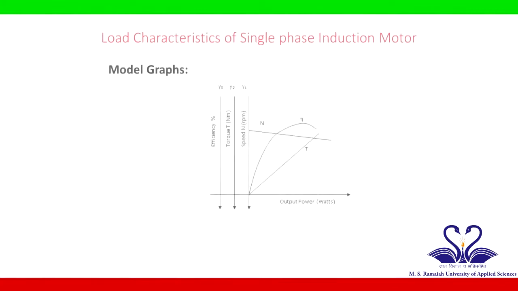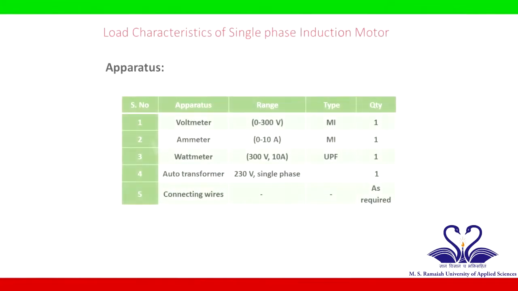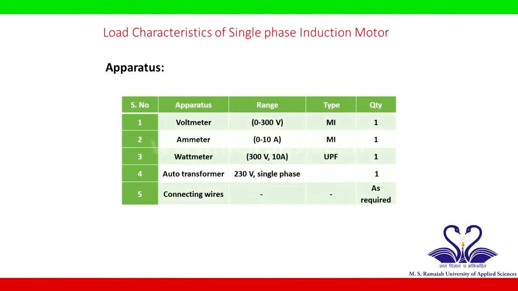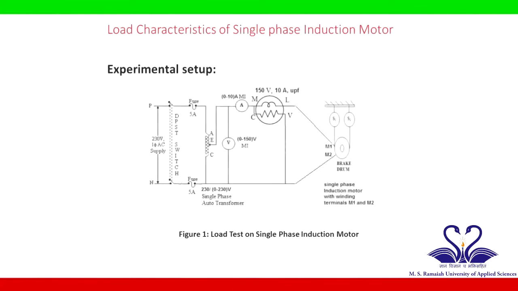Model graphs. The performance characteristics of single-phase induction motor is as shown in figure. To verify this experiment, we need induction motor setup, 1 voltmeter, 1 ammeter and 1 wattmeter with suitable ranges, single-phase variac, mechanical load arrangement, digital tachometer and connecting wires. This is the experimental setup of load test on single-phase induction motor.